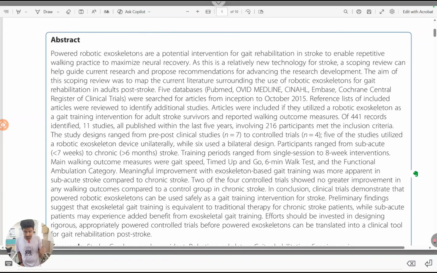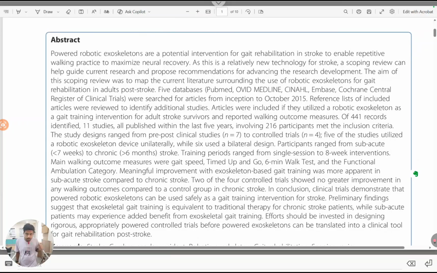Five of the studies utilized a robotic exoskeleton device unilaterally, while 6 used a bilateral device. Participants ranged from subacute, less than 7 weeks, to chronic, more than 6 months post-stroke. The training period ranged from a single session to an 8-week intervention. Main walking outcome measures were gait speed, Timed Up and Go, 6-minute walk test, and Functional Ambulation Category.